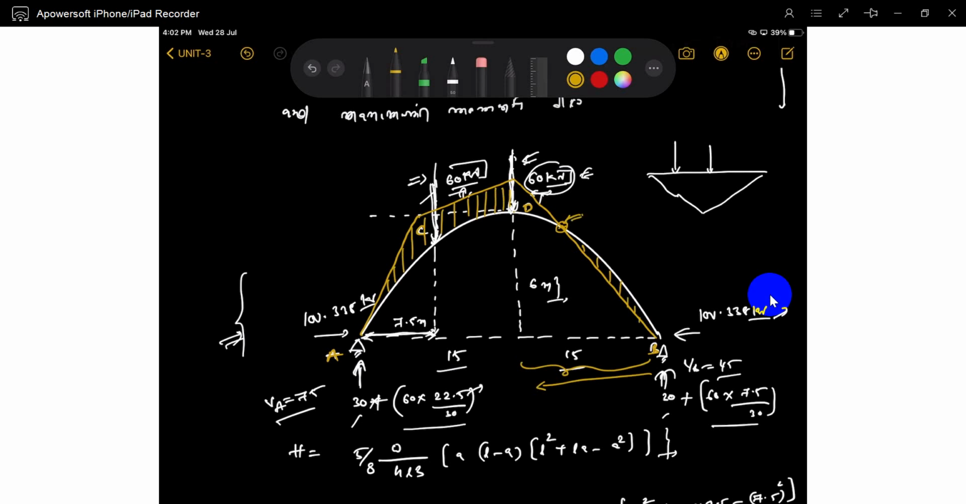Somewhere at this point we didn't find out, so no problem at all. In this portion, mostly in this section, you will get the maximum bending moment. Chance is there, understood? We will find out later what the maximum bending moment is. First, I want to find out the bending moment at this location, the location of C.